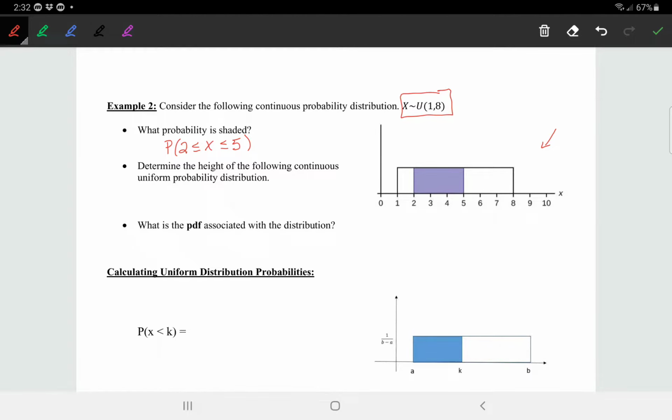We can determine the height of the following continuous uniform probability distribution. Remember, since it is a probability distribution, the area of this rectangle should be equal to 1. And the way we will calculate this is the length of our rectangle times the height.